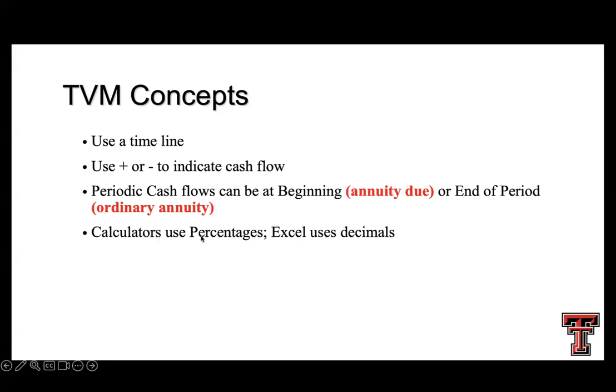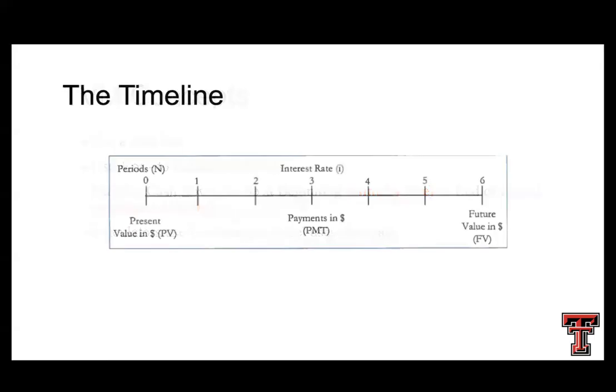Calculators use whole numbers when entering percentages. When we use Excel, we enter the actual percentage. So if we have a 7% interest rate that we're inputting into the calculator, we're going to input the number 7 for the interest rate. If we're using Excel, we're going to put in 0.07, right? The actual percentage. And so we'll look at that as we work examples. I just wanted to give you a heads up on the front end.